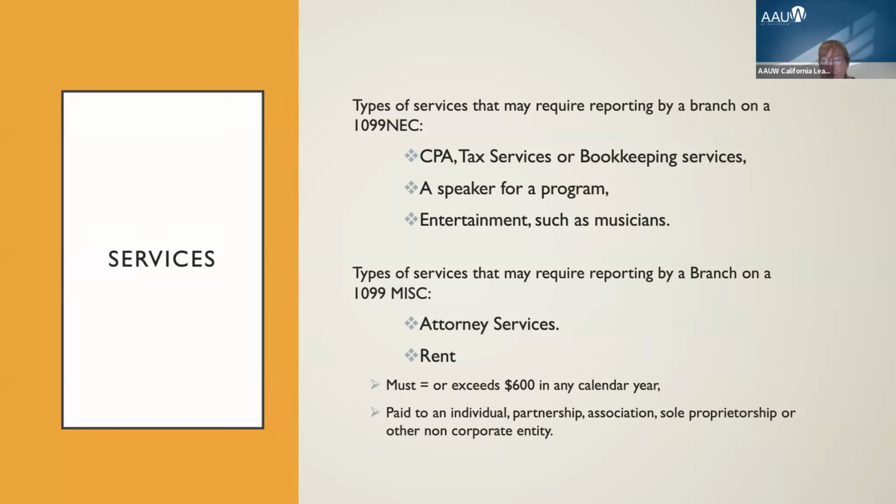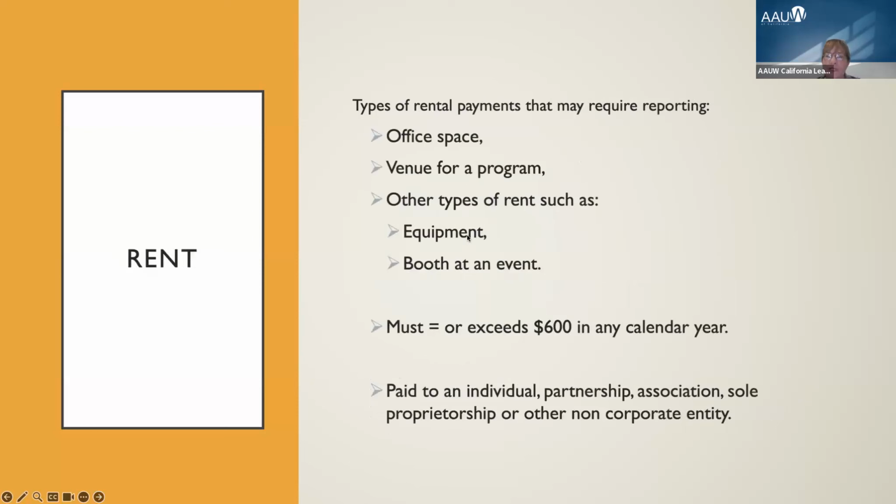But maybe rent. You have an event and you have to pay rent, and the entity you're using for that rent is not a corporation. Then you could end up needing to file that 1099 MISC. So again, it's any of these items paid to an individual, partnership, association, sole proprietorship, or other non-corporate entity. So that's the first thing to find out: is this a corporation? That knocks them out. Is it $600 or more? If it's under, it knocks them out.